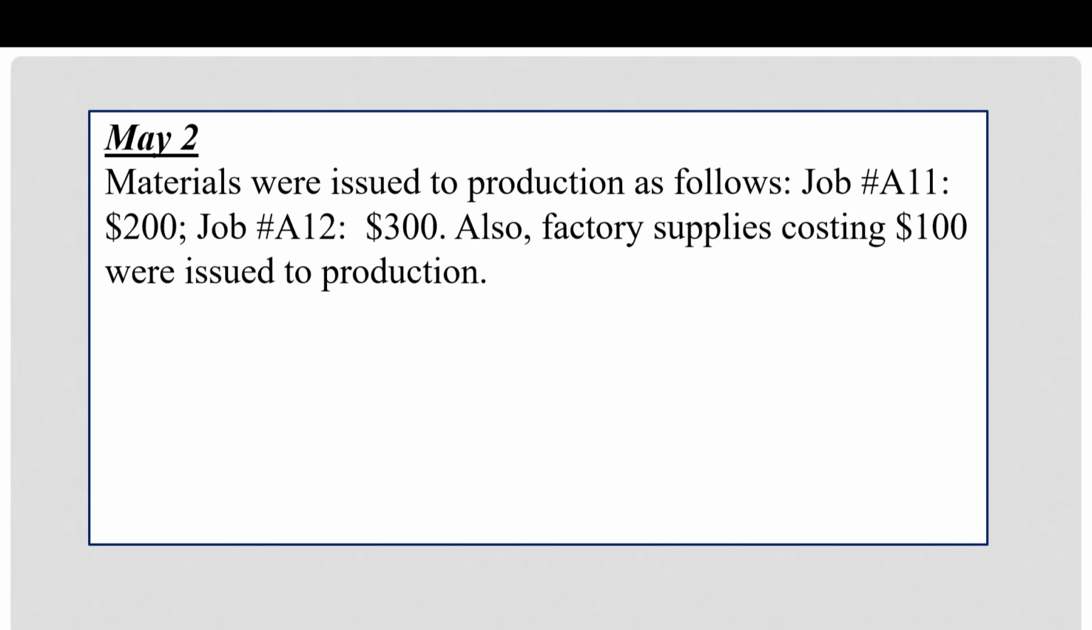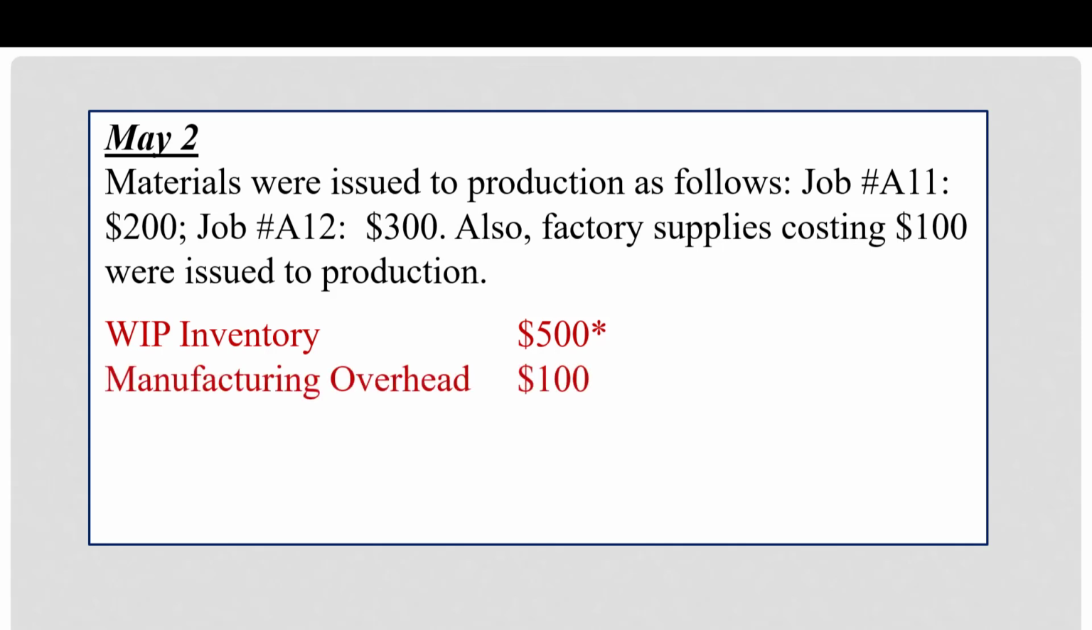the amount. Well, when we record direct material used, we will increase work in process inventory for the direct material of $500 for the two jobs, and we will debit manufacturing overhead for the factory supplies. And of course, all $600 needs to come out of the raw material inventory account, since it is no longer in the storeroom ready for use.